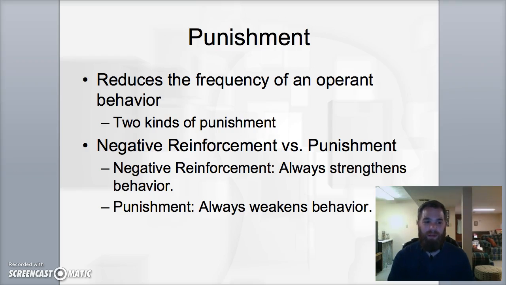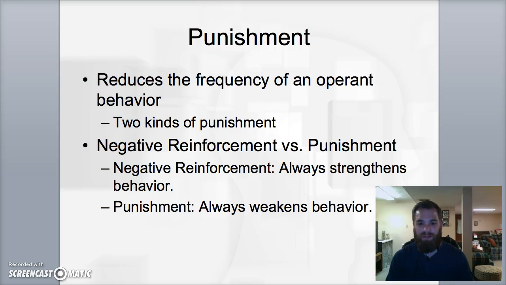And I'll talk a little bit about punishment. This kind of relates to operant conditioning. So we've talked about reinforcement, where we're trying to increase behavior. What if you want to decrease behavior? Well, one of the things people sometimes use is punishment, and this reduces the frequency of a behavior.